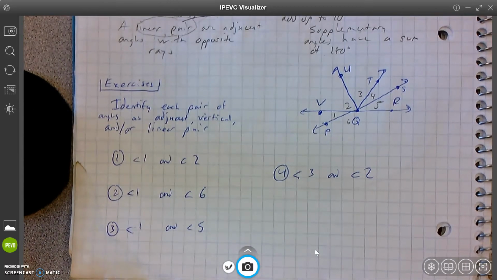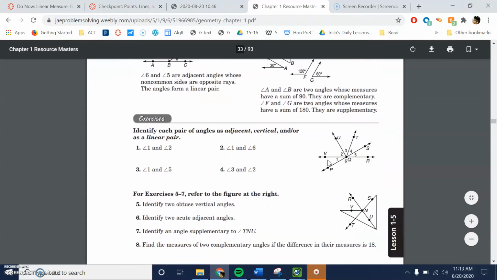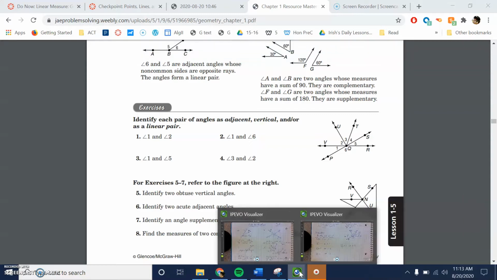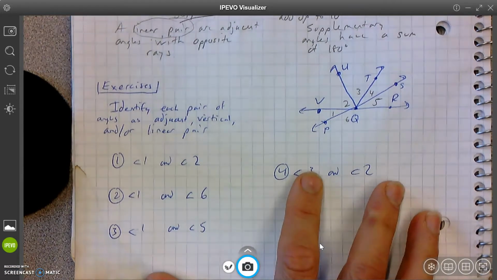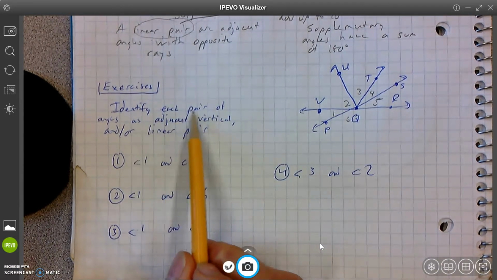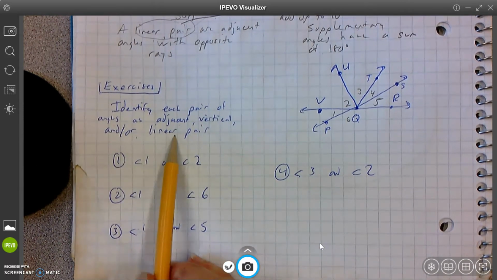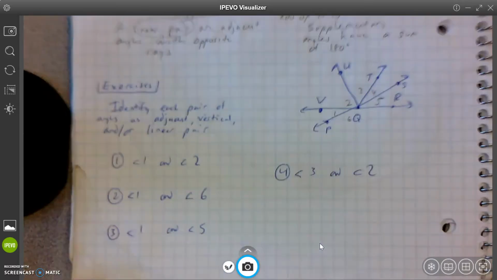Let's get to this. Here are the exercises. Boom. What do they look like? There's all my notes right there. So this top part, okay, this is what we're going to do. So copy this down. Look at my paper. Okay, so this is what I got to do. Read the directions. Identify each pair of angles as adjacent, vertical, and or linear pair.